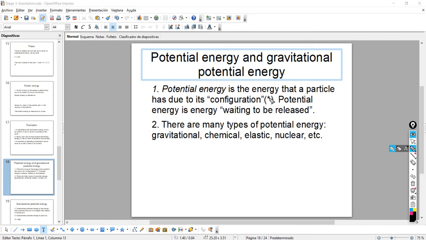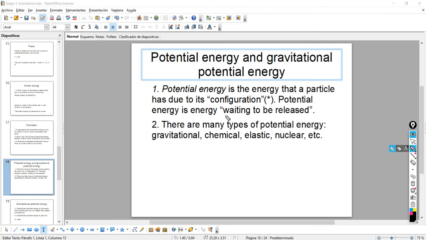And why am I placing an asterisk right here? Because this may sound a little weird for you. This is a little confusing, right? What does it mean that a particle can have energy due to its configuration? Well, that's a little tricky to understand for the moment, and I understand if you are a little confused. If you don't want to pay too much attention to this definition, let's go with this one better.